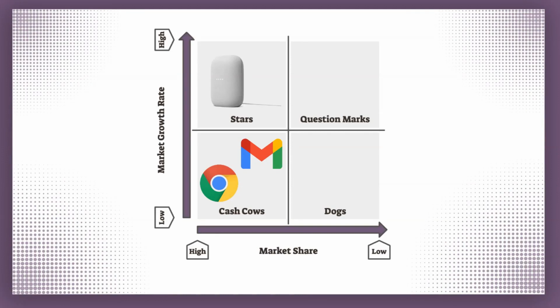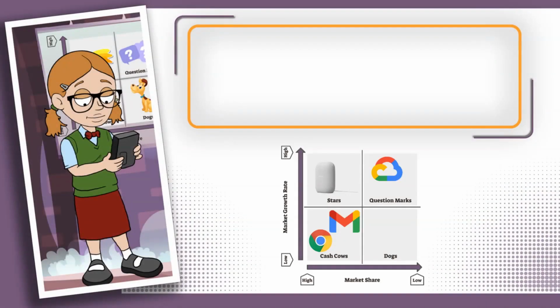Tia then does some research to find out if Google has any products that don't have a big market share. Her mom works in IT and tells her that Google launched a cloud storage product called the Google Cloud that hasn't really taken off as well as some of the other cloud storage systems, such as those offered by Amazon, IBM, and Microsoft. It's a growing market, but one that Google has a small share in. So Tia classifies the Google Cloud as a question mark.